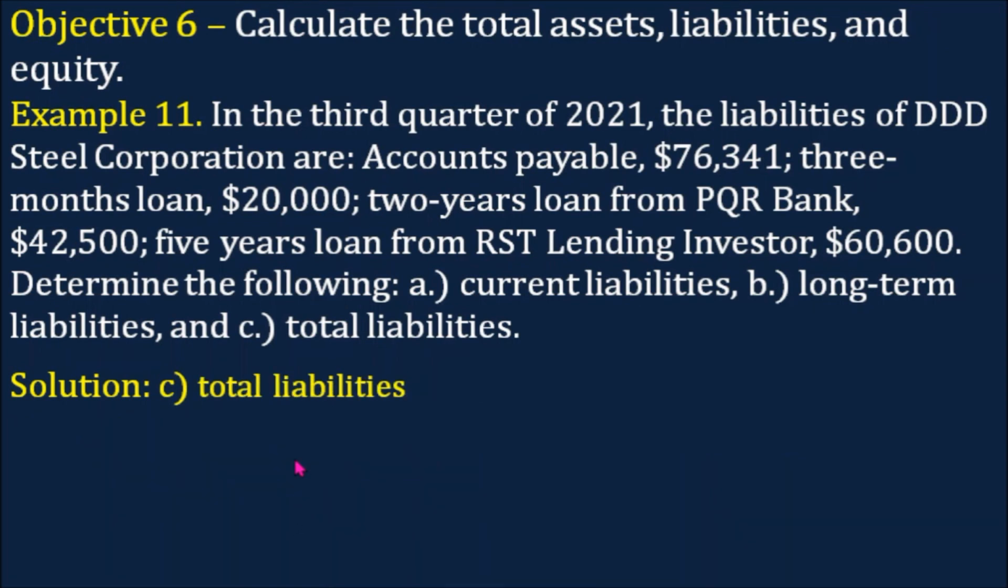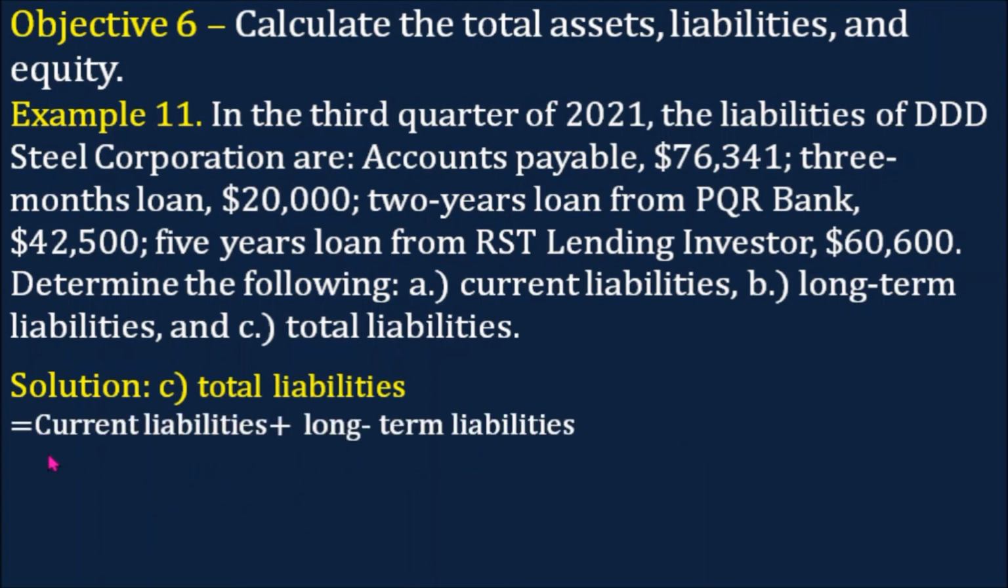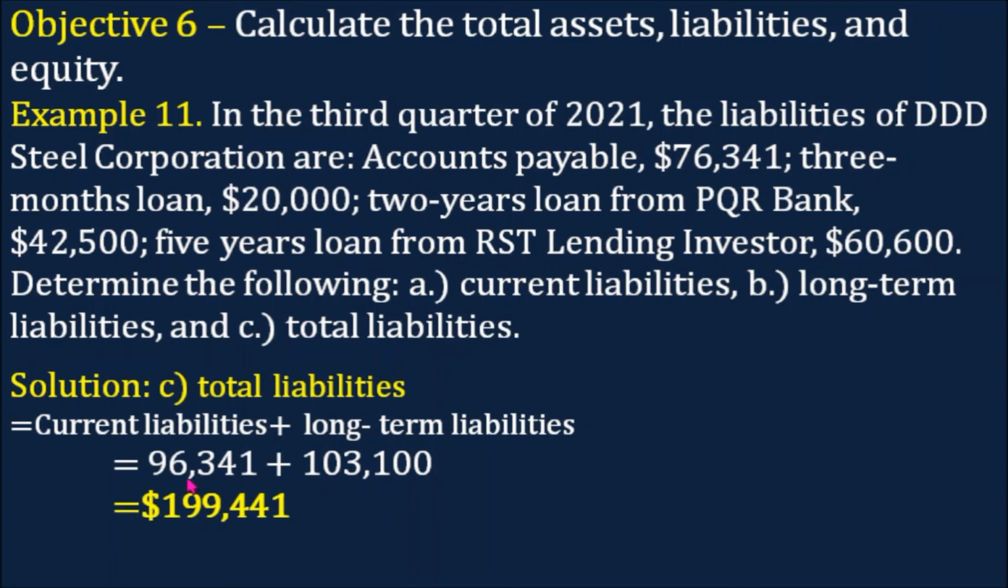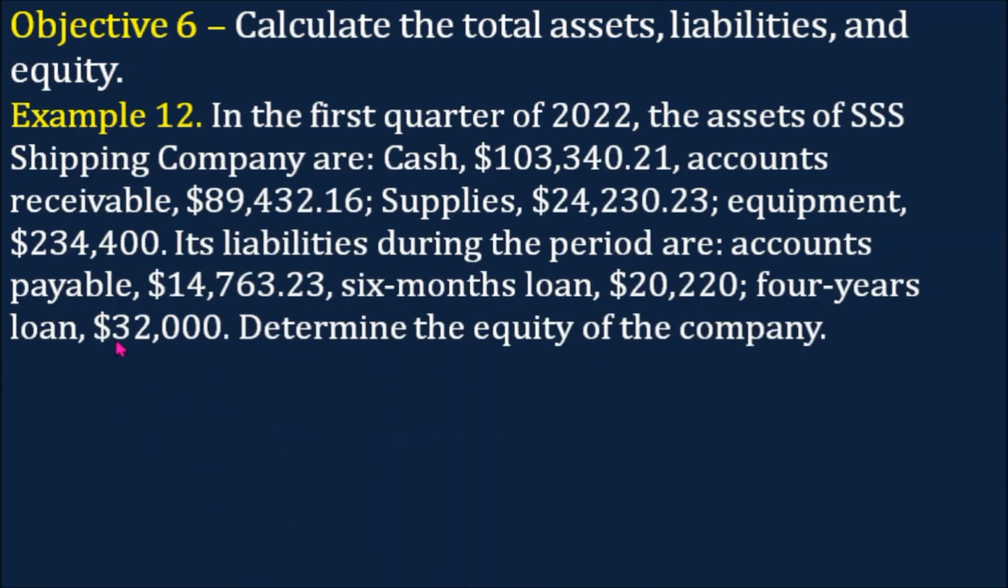For our total liabilities, it's equal to the current liabilities plus long-term liabilities. Our current liabilities was 96,341, and then we have the long-term liabilities 103,100. The sum of these two amounts is $199,441. So this is our total liabilities.